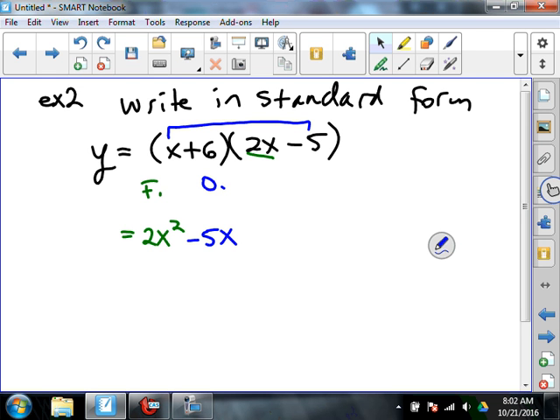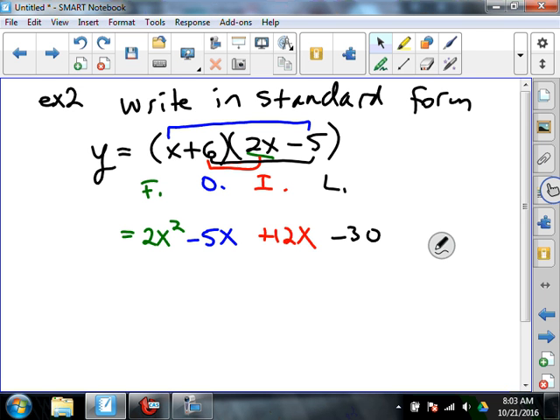What's my inner product here going to be? Plus 12x. Yeah, my inner product is plus 12x. And then my last product, of course, is the negative 30. Okay? So you might say to yourself, is there a way I can save myself time when I FOIL things out? Yeah, there is, and we'll get to that in a few minutes.